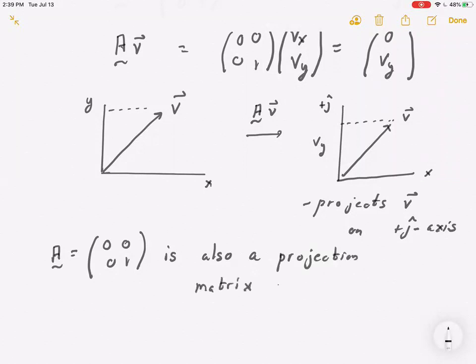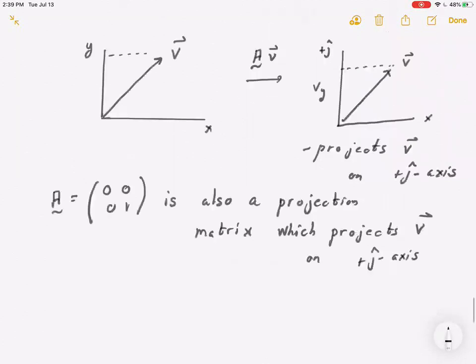And what it does is given by the name of the matrix. It projects the vector V on the positive J hat axis. Okay.